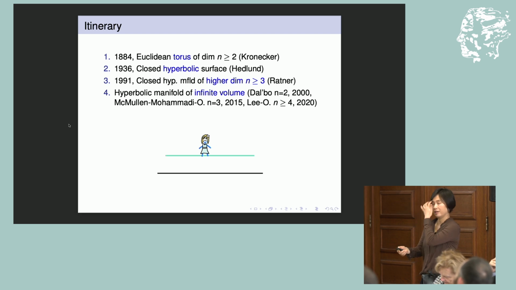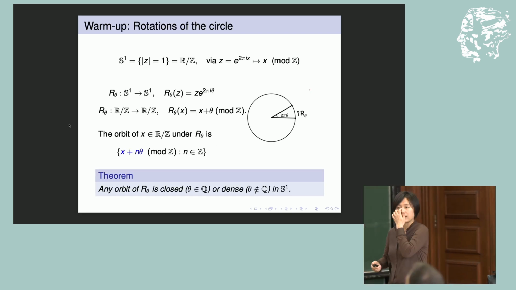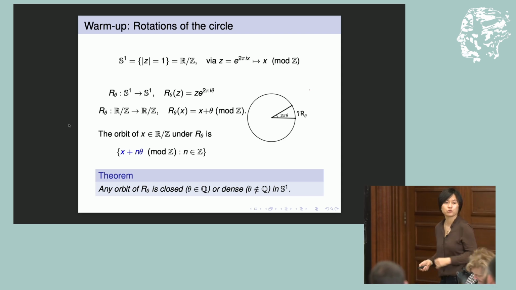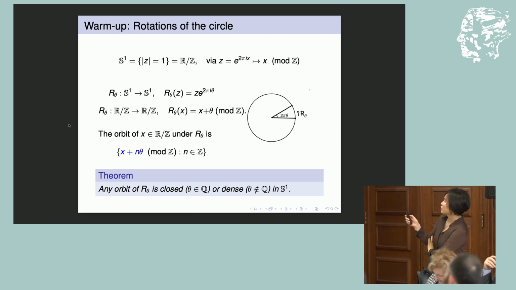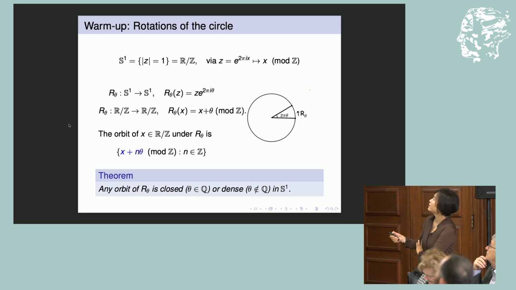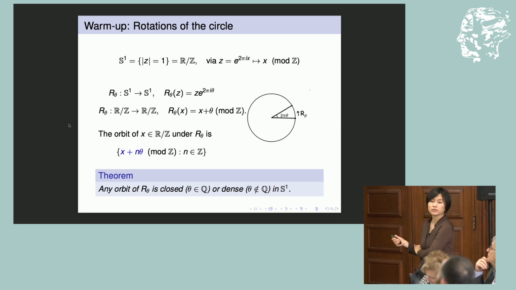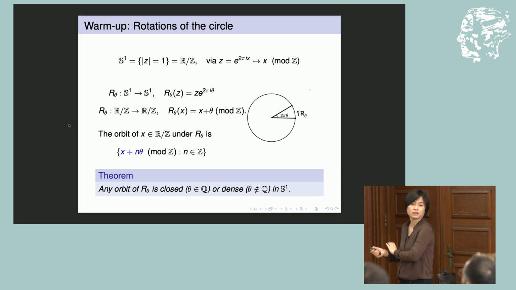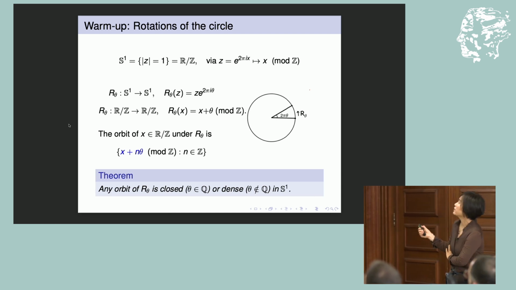Okay, so before she starts her serious journey, she's going to need some exercise, and so she's going to jump on the circle. The circle in the complex plane is the set of complex numbers of modulus 1. But we can also represent the circle in an additive model, R by Z. The correspondence is given by this.